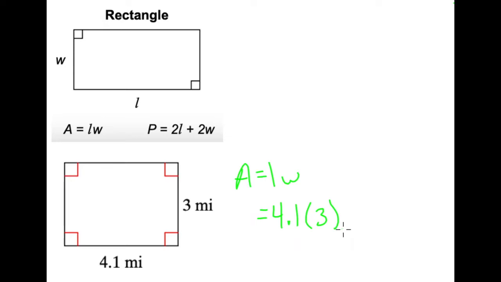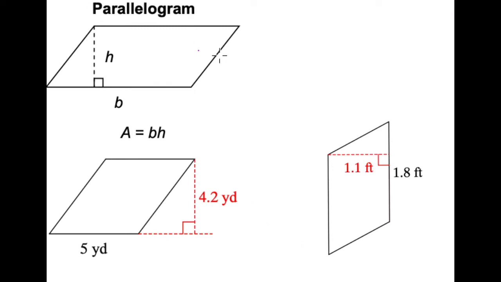When we multiply this here, 3 times 4 is 12, and 3 times 1/10 is 3/10, so that will leave us with 12 and 3/10 miles squared for our area of this rectangle. Our next shape that we're going to look at is a parallelogram. A parallelogram has a set of parallel sides on top and bottom and left and right there. So it's 2 pairs of parallel sides that make a parallelogram.